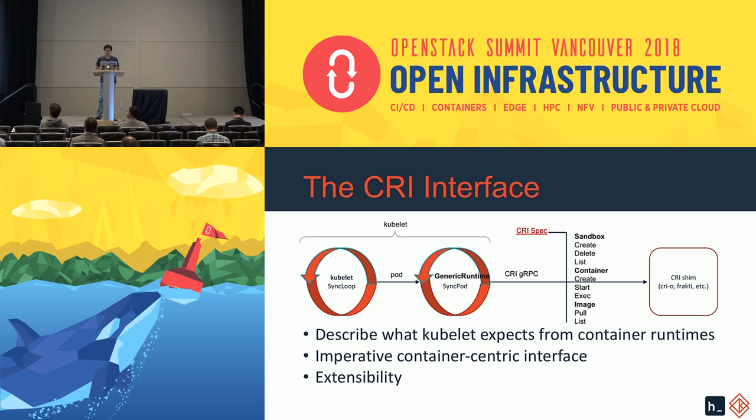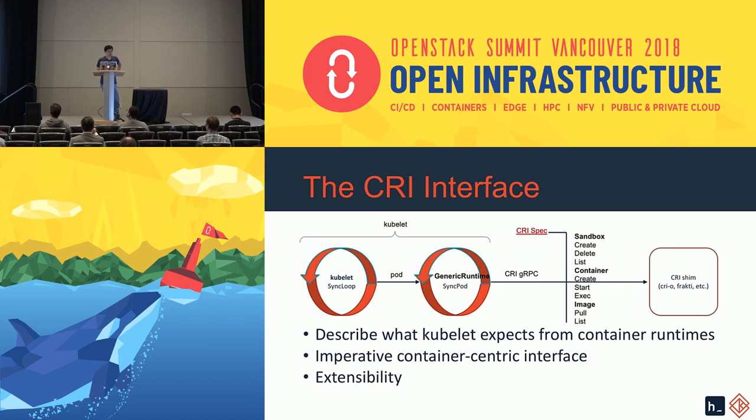And about the CRI interface, the left part is about the kubelet. There is a sync loop inside the kubelet, and then there is a generic runtime interface. So everything the kubelet wants, it calls a generic runtime, and then it uses the gRPC based CRI interface to create, delete, or list the sandbox, or to start and execute in the container. And there is also an image service, and this describes what the kubelet needs for a container runtime. Currently both the containerd and the CRI-O also support the CRI runtime, and they have passed all the E2E tests for the kubelet.